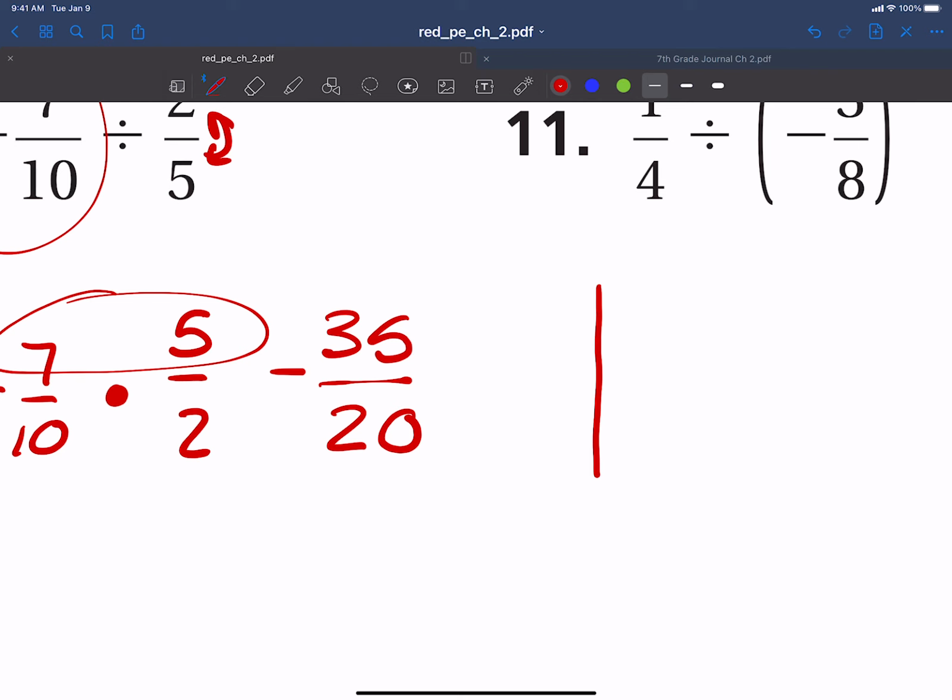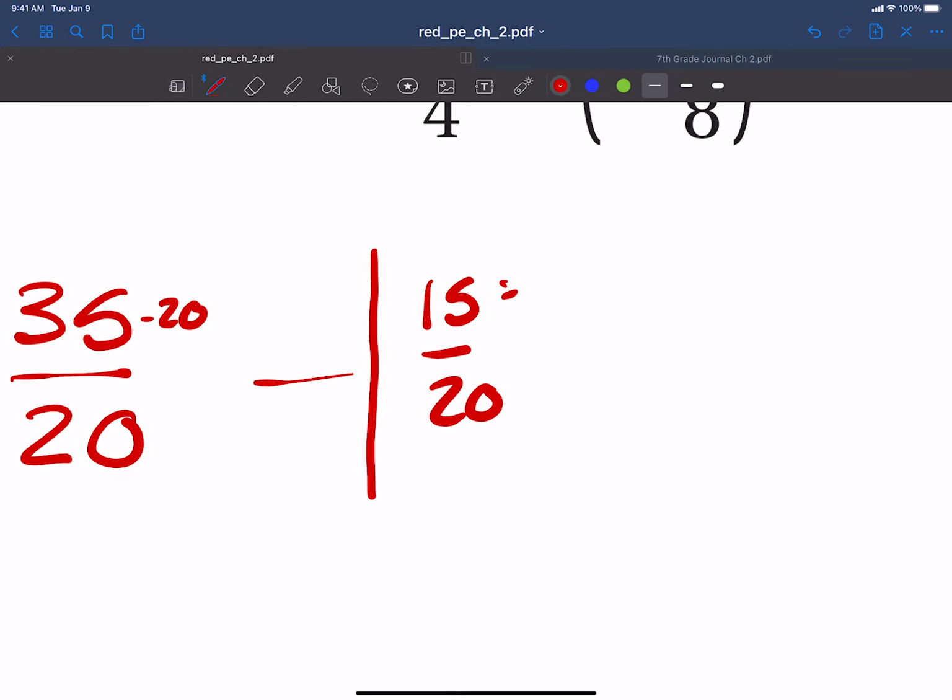20 times 1 is 20. Take that out of the top. 15. And you reduce, and 5 goes into both. So that would be 3/4. With a 1. And a negative. -1 and 3/4.